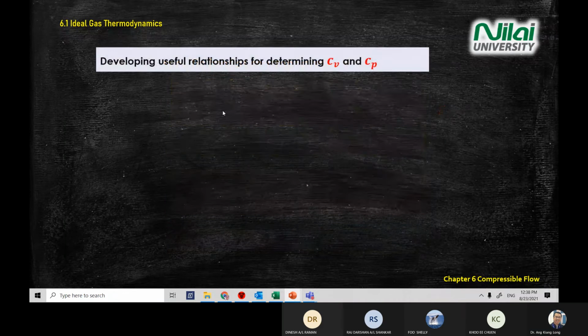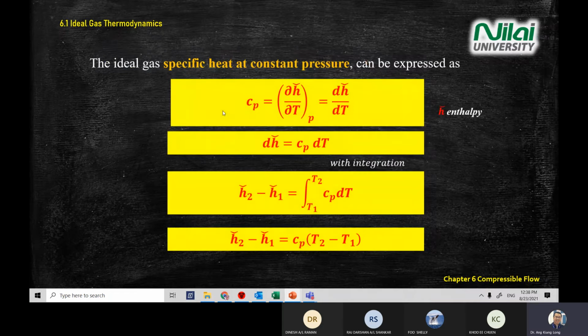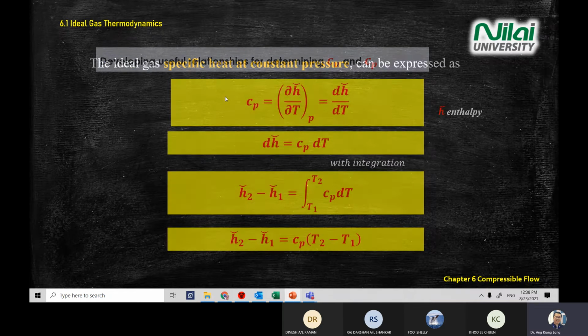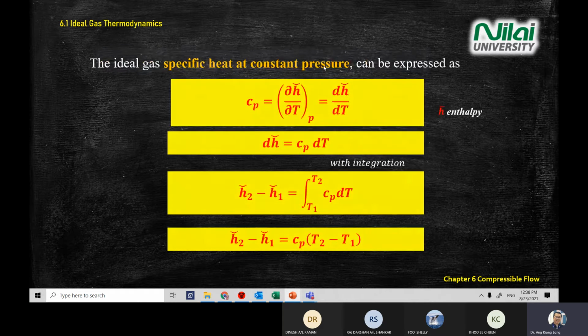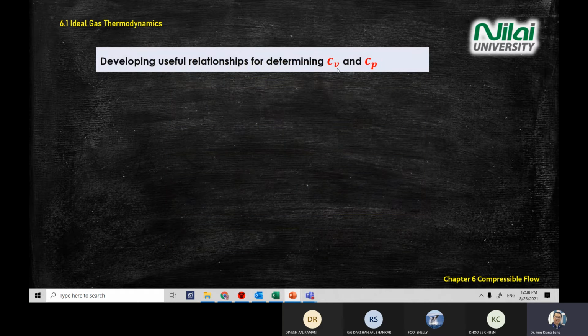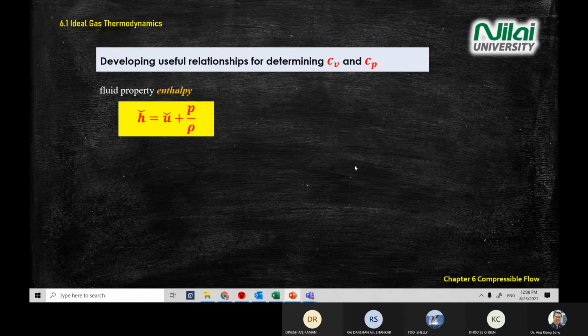All right. Now, when you study about ideal gas, I'm not sure whether your previous lecturer told you how to develop the relationship between constant specific heat for volume and pressure, Cv and Cp. So I'm going to show you on my slides here.